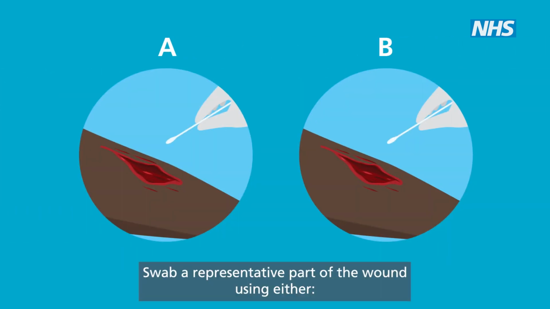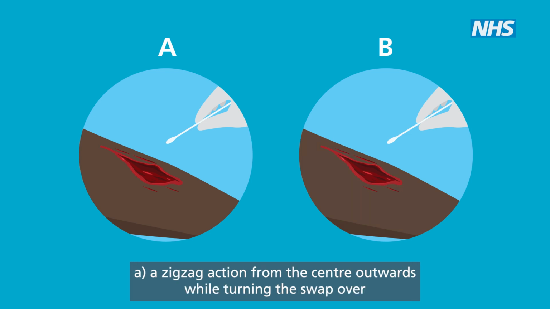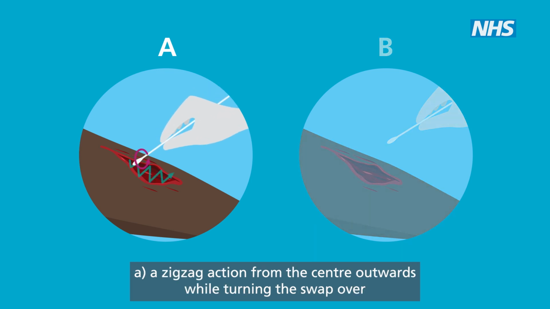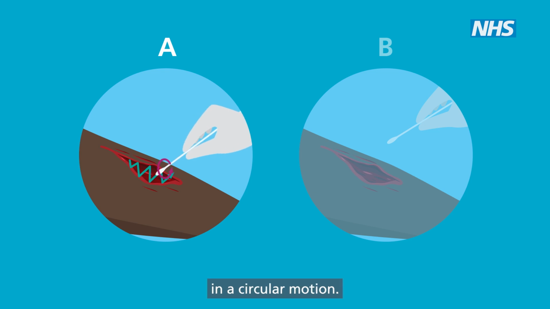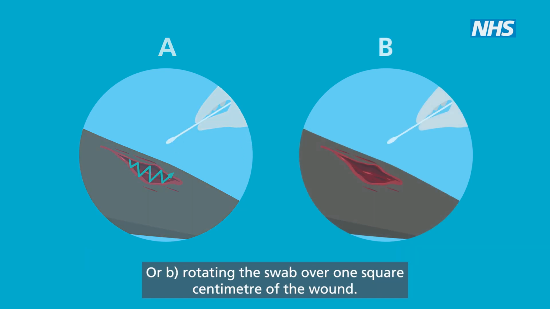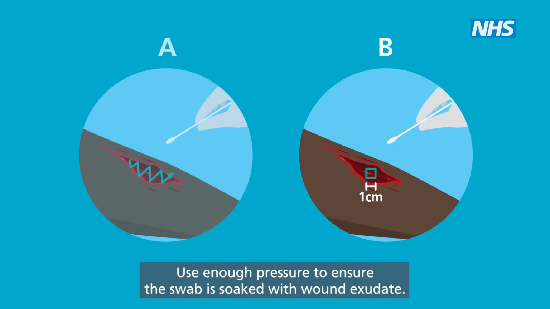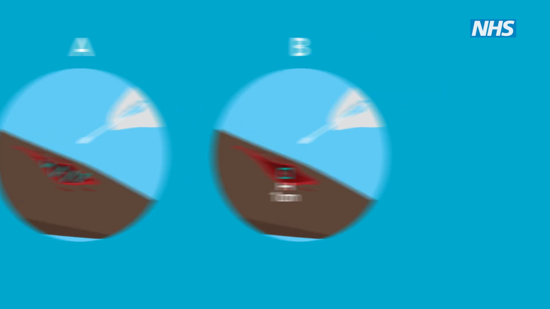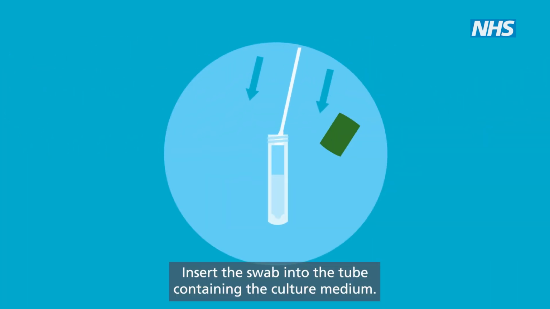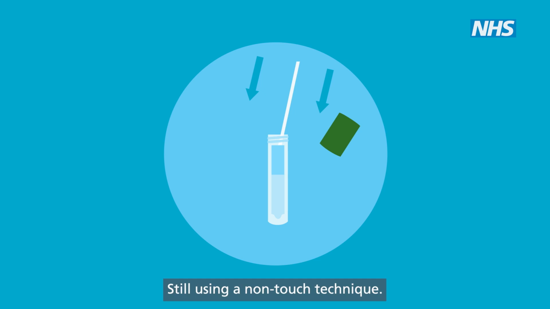Swab a representative part of the wound using either A, a zigzag action from the center outwards while turning the swab over in a circular motion, or B, rotating the swab over 1 square centimeter of the wound. Use enough pressure to ensure the swab is soaked with wound exudate. Insert the swab into the tube containing the culture medium, still using a non-touch technique.